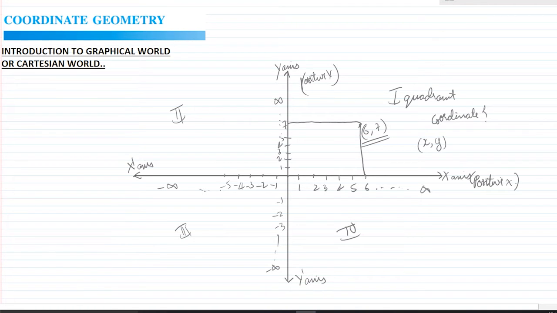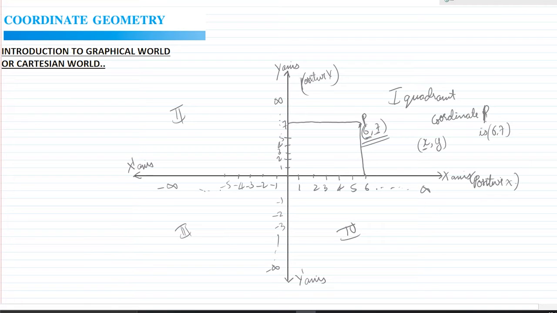Where does this point fall on the x-axis? Suppose it falls on 6, so x is 6. And where does it fall on the y-axis? On 7, so y is 7. Let's name this point P. So the coordinates of point P are 6, 7.